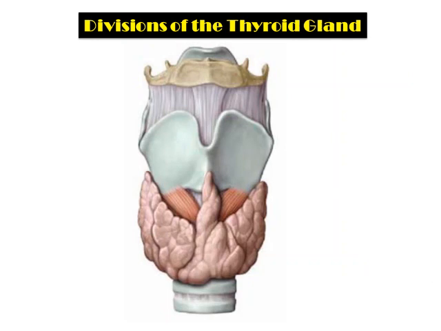Division of thyroid gland. The thyroid gland is divided into a right lobe and a left lobe. The lower parts of the two lobes are connected by the isthmus. At the upper border of the isthmus there is another small lobe called the pyramidal lobe.